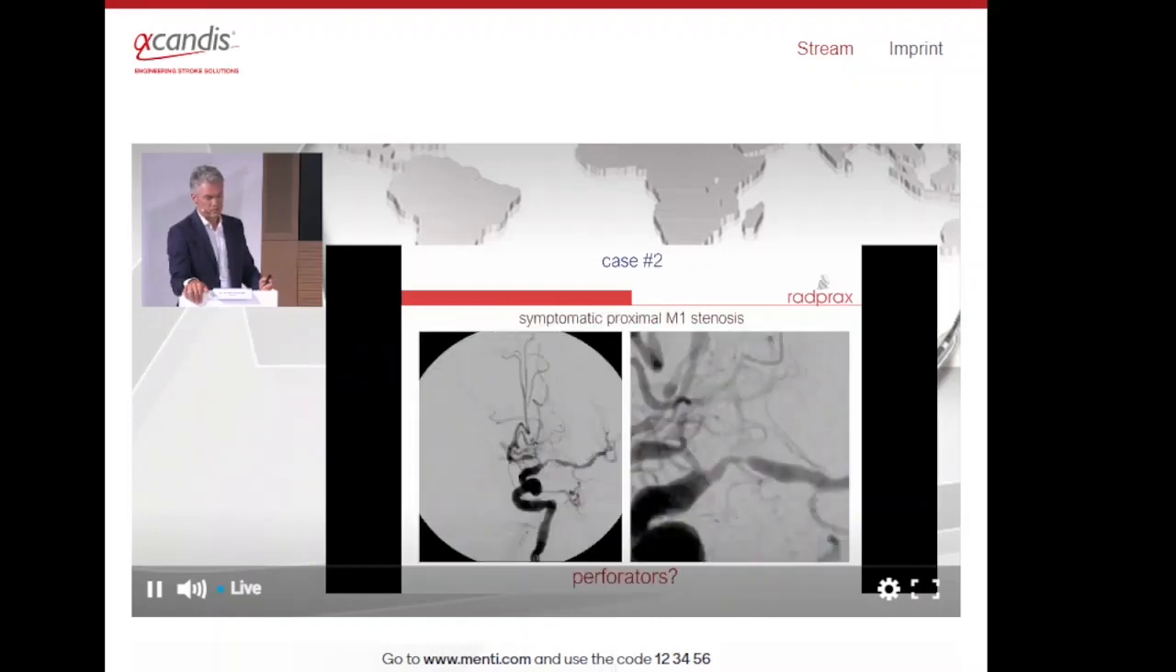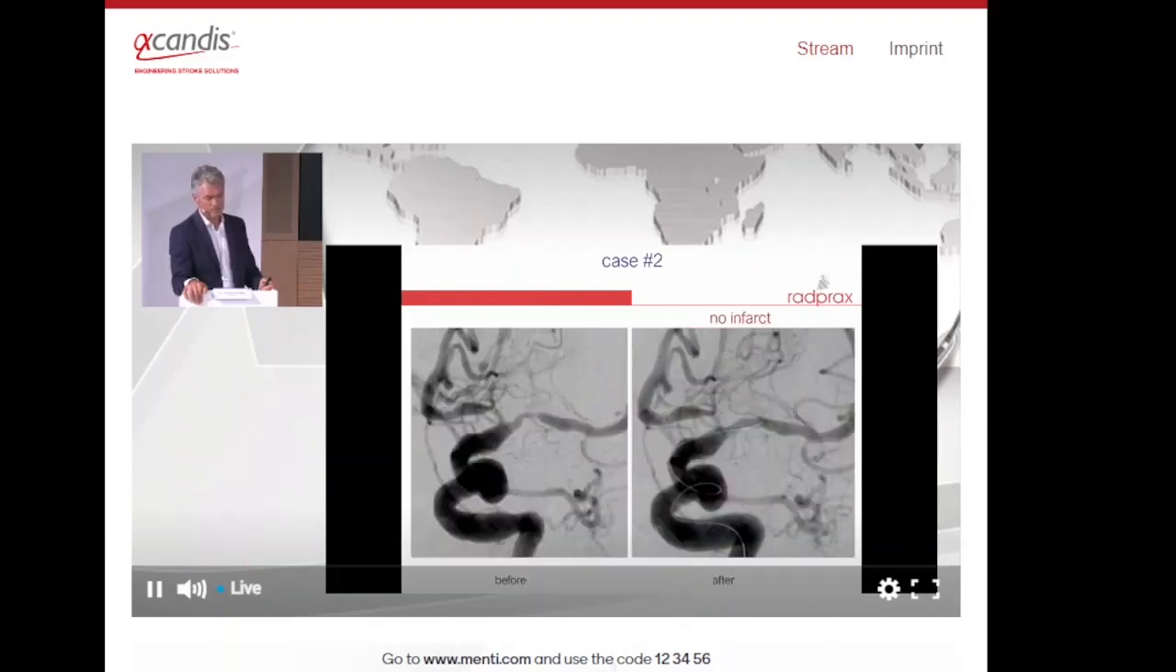Another proximal M1 stenosis. Looking at perforators, I would say there are certainly 2 distal M1 perforators that arise exactly on the opposite side of the temporal branch. But in the proximal M1 segment, there doesn't seem to be that many perforators. So treatment was performed and the patient had no infarct. So it was nicely predicted that this procedure would go well.